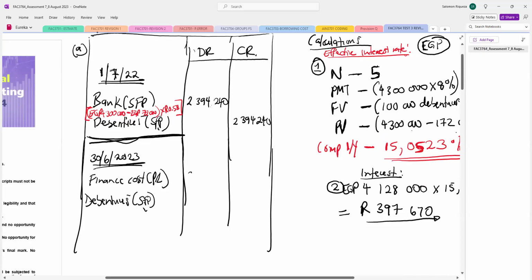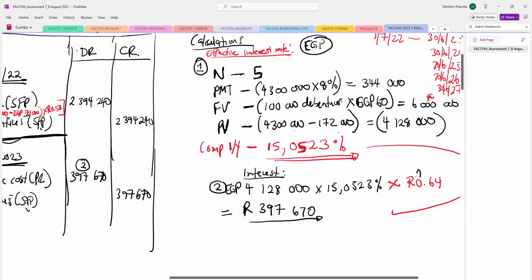Right, we just calculated the figure is 397,670. Are you guys getting the same figure? Please confirm. Yes, we do. Perfect. Right, and please remember to cross-reference. Even when I use this, I must also cross-reference this so that they can mark how I got to the figure. Okay, so we got our interest.